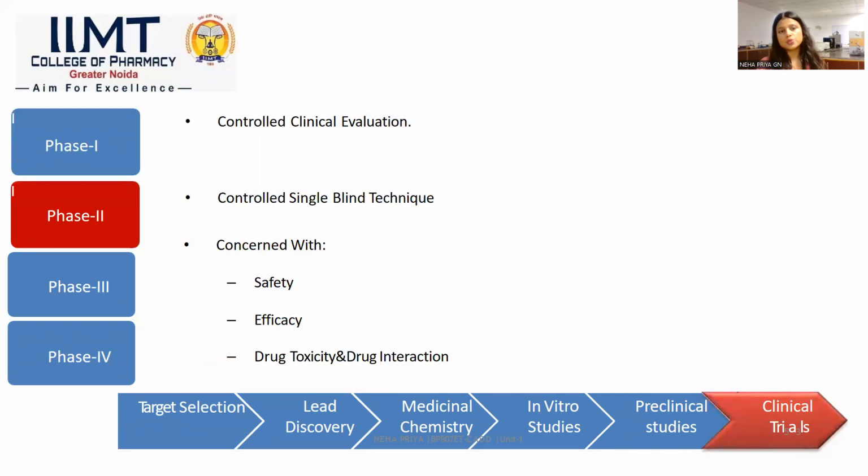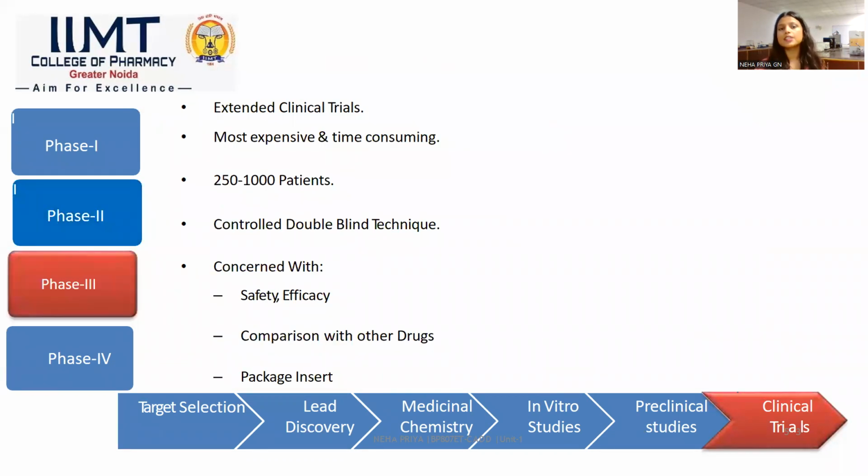Then in phase 2, we are more concerned with the safety, interaction of drugs, and efficacy of the drug. In the earlier phase, we were just looking at what the drug is doing; in the second phase, we work on efficacy, safety, and everything. In the third phase, we use a double blind technique. It is given to 250 to 1,000 patients, and it is the most consuming and time-taking phase.